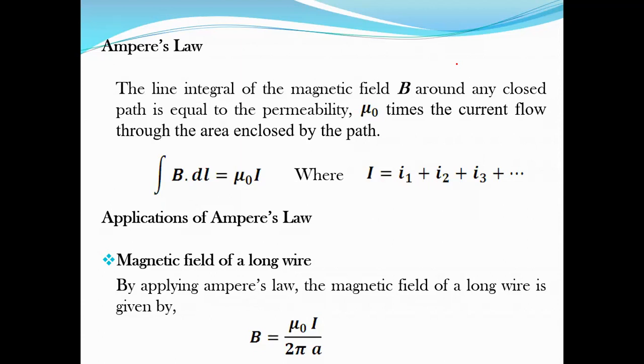So by using the Ampere's law, we can easily derive the magnetic field due to a long current carrying conductor. We have used a different method before, but by using the Ampere's law, we can easily derive this equation.